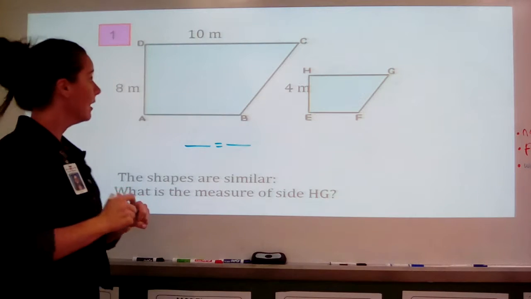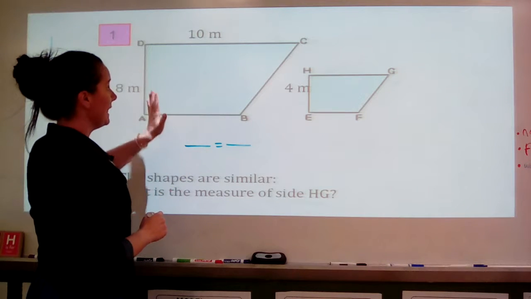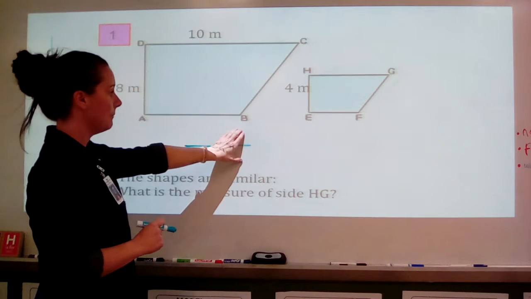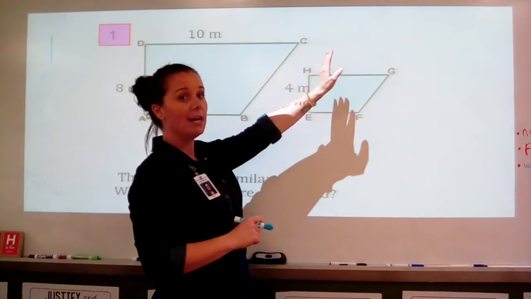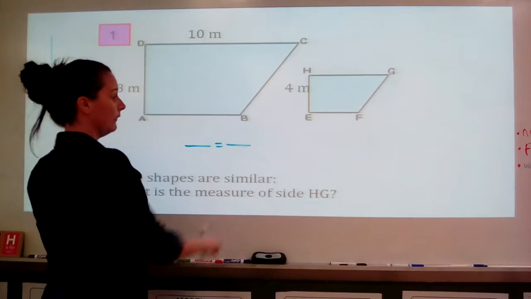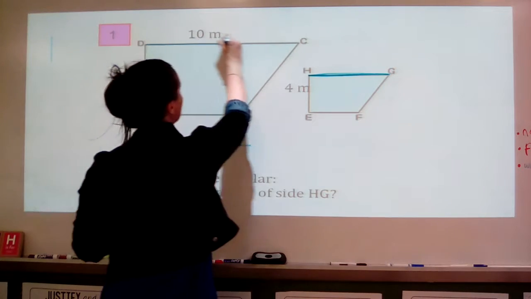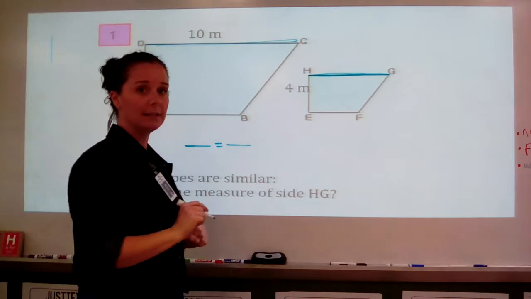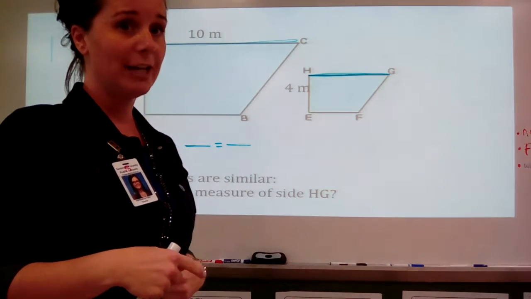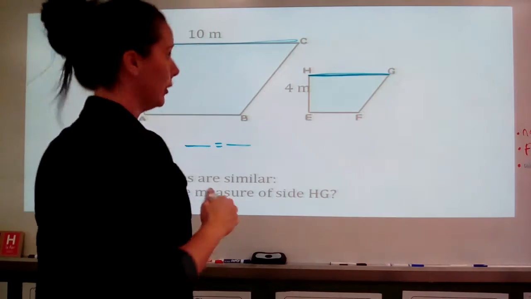I'm going to take a look at my first shape here. My first ratio is a comparison of 2 of the side lengths of one shape, and my second ratio is going to be a comparison of 2 of the side lengths of the second shape. I know that we are looking for side HG, so I'm going to want to use the corresponding side to that. And then obviously, as you can see, we're only given one other measurement on each of the shapes. So it's pretty easy on this problem to tell which sides and values we're going to use.